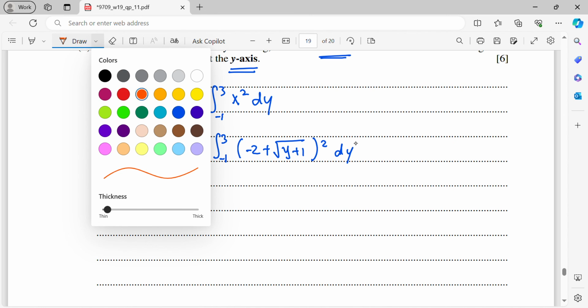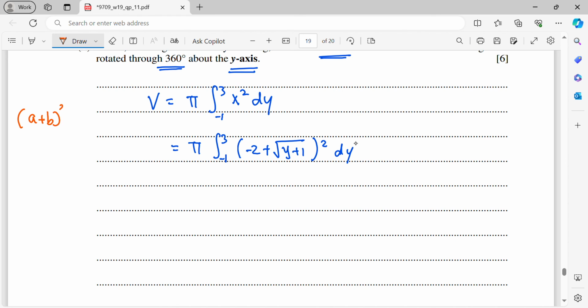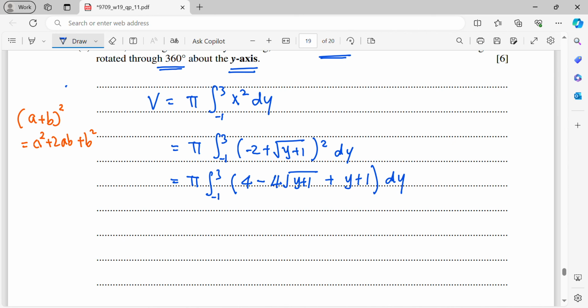And now here, I will do the expansion: a plus b squared equals a squared plus 2ab plus b squared. That means this is going to be pi integrate from minus 1 to 3. When I square minus 2, it will be 4. Minus 2 times square root, it will be minus 4 square root. Then you square the square root, it will be just without the square root. Okay, this is what you get.